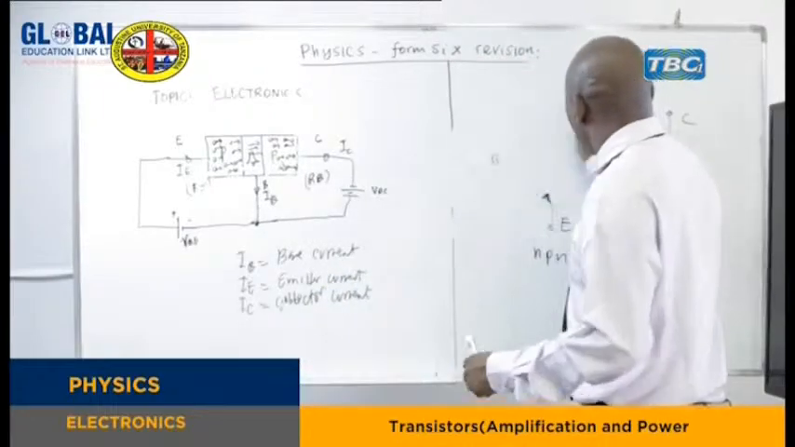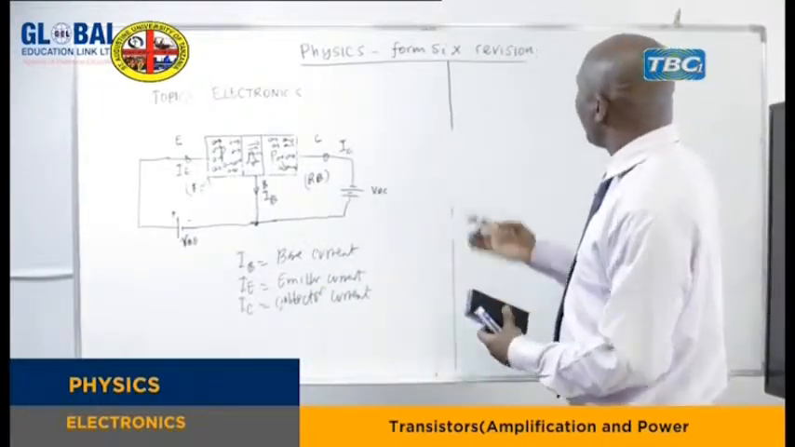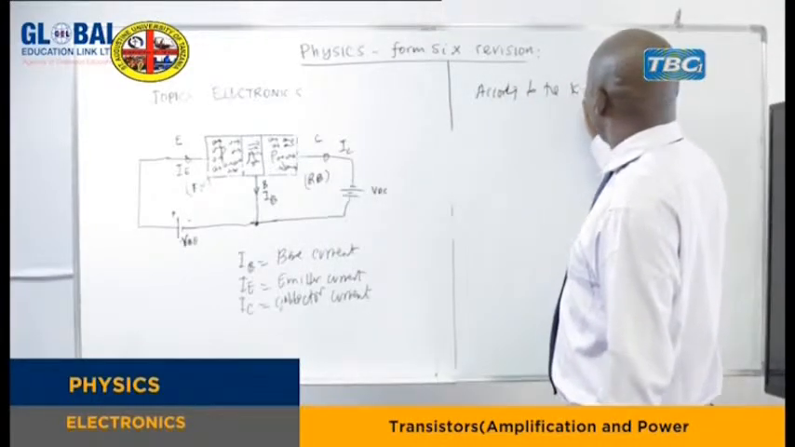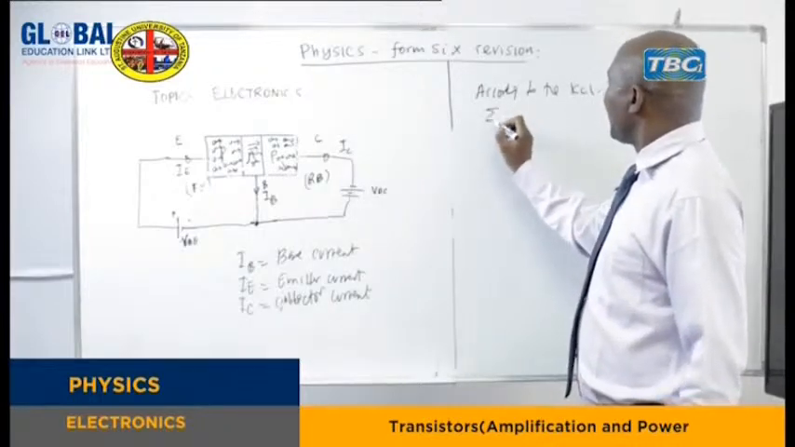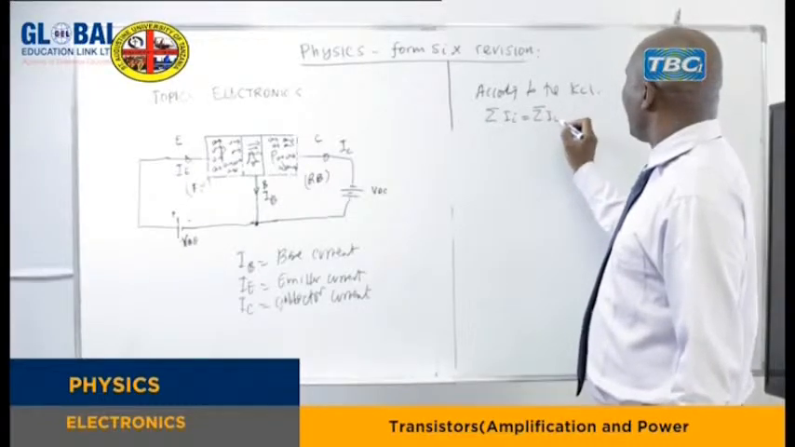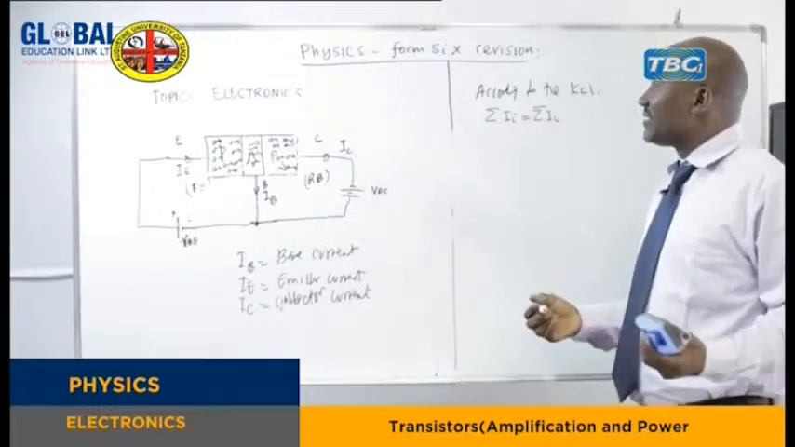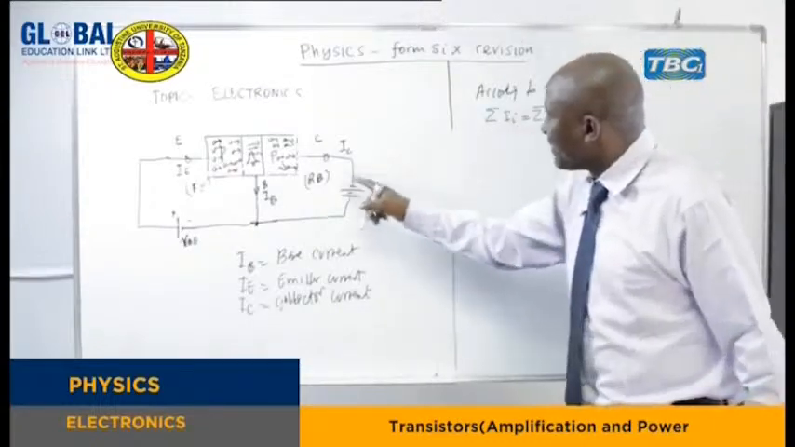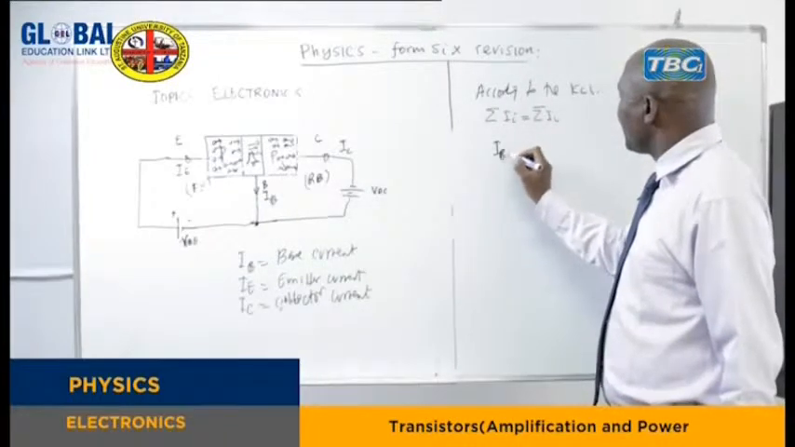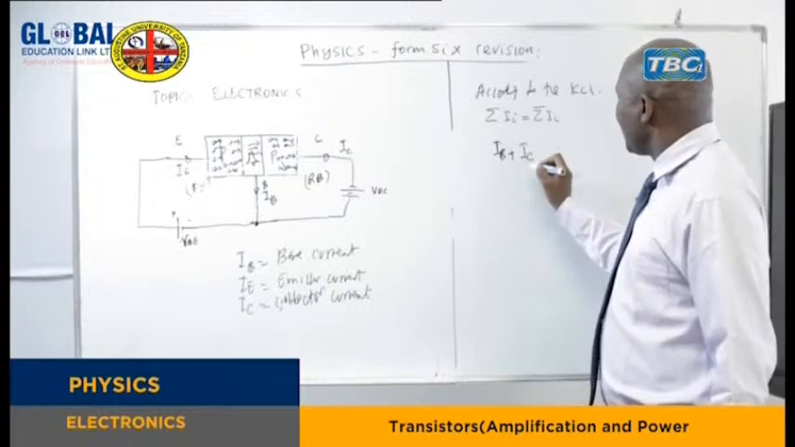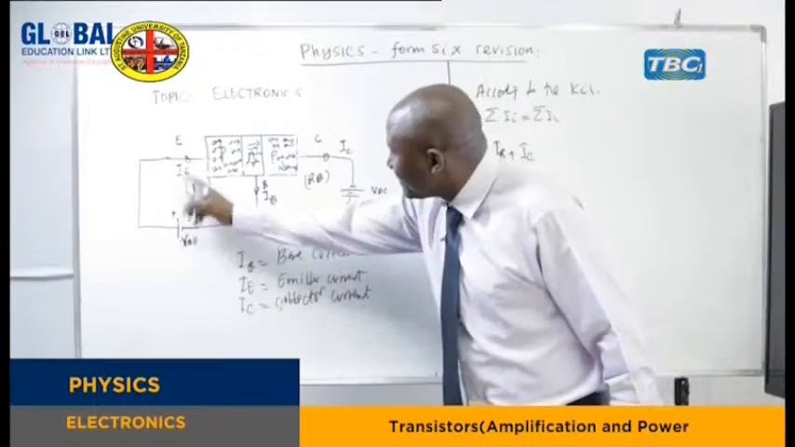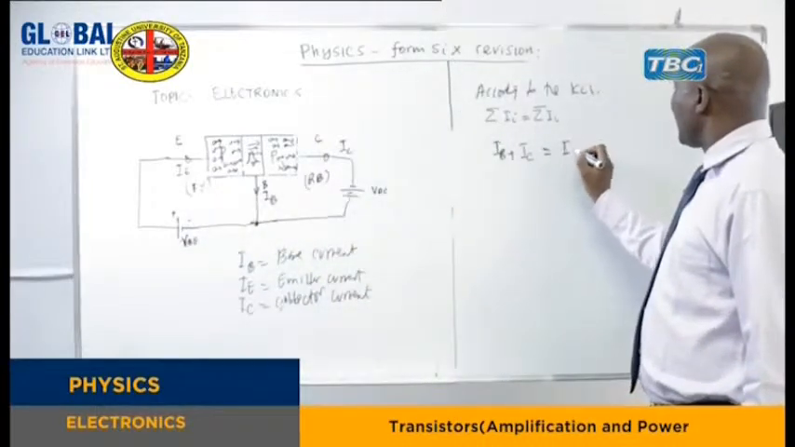According to the Kirchhoff's current law, the sum of the currents entering equals the sum of the currents leaving, or the algebraic sum of the currents at the junction is equal to 0. So you can see how many currents are going to the junction here. We have the base current IB plus the collector current IC. These are the currents which are going to the junction. And then this current leaving the junction equals IE.